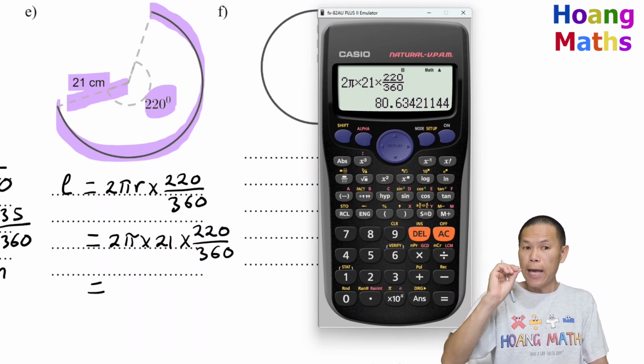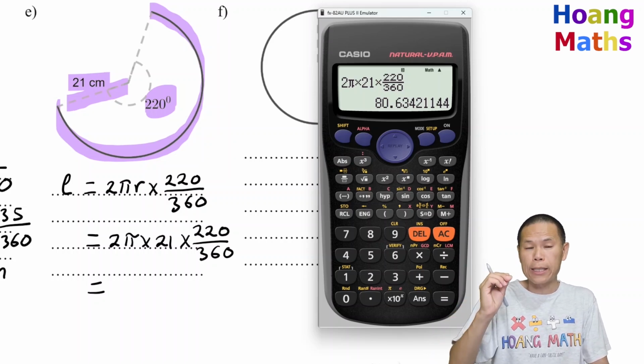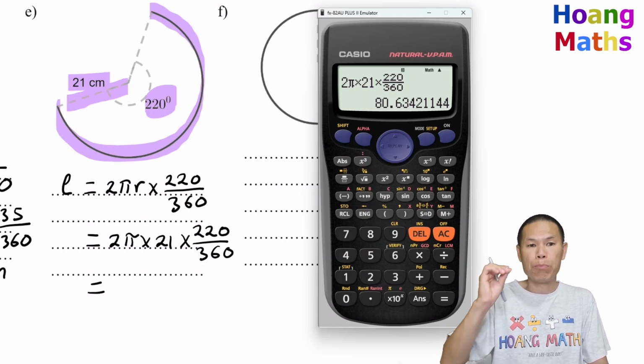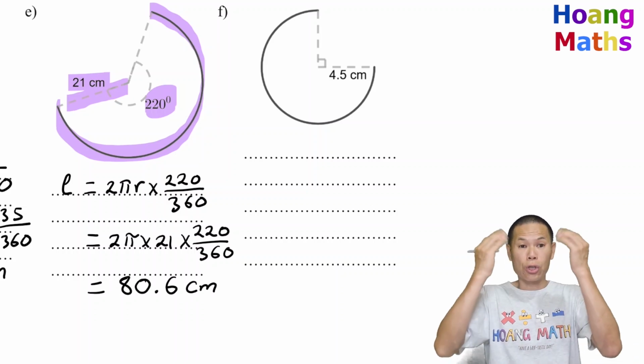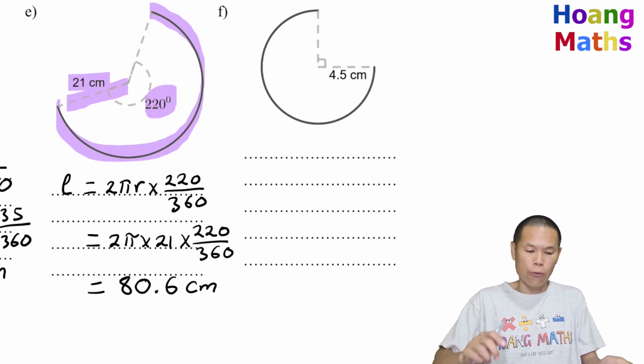So the answer is 80.6, because the number after 6 is 3, less than 5. So therefore, we just write 80.6 centimeters. So there you go. I hope you got it correct.